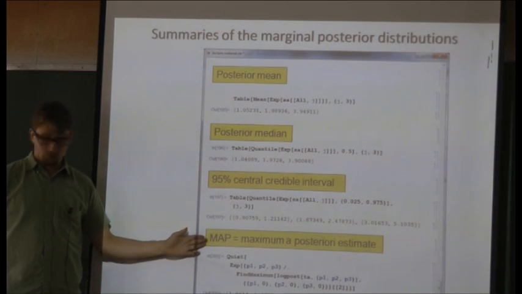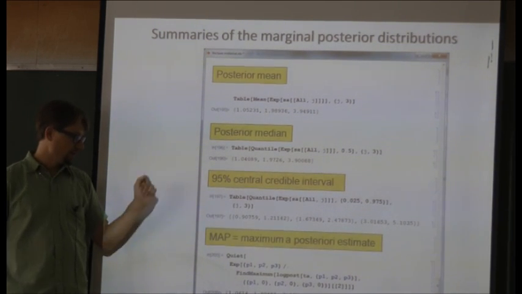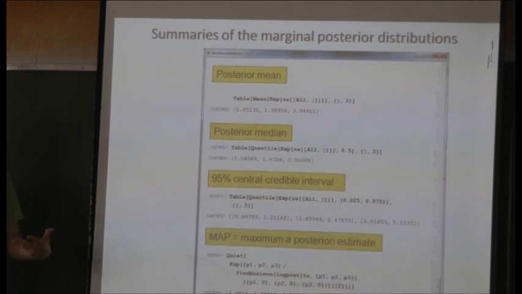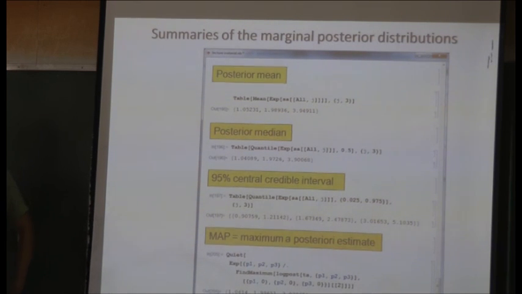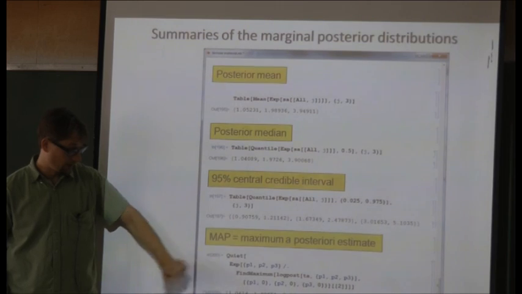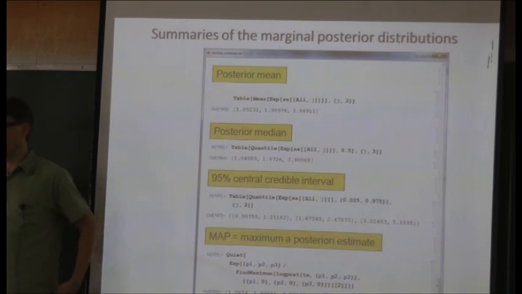And then I can calculate the MAP, which is the maximum a posteriori estimate. This is pretty much the same as the maximum likelihood estimate, but in addition to the likelihood, we also have the prior influencing that. I just maximize the full posterior. It gives me some values.